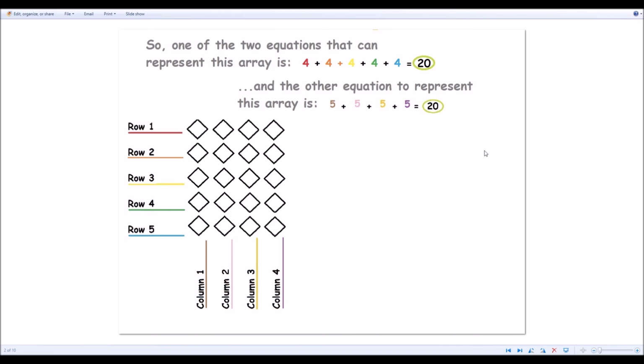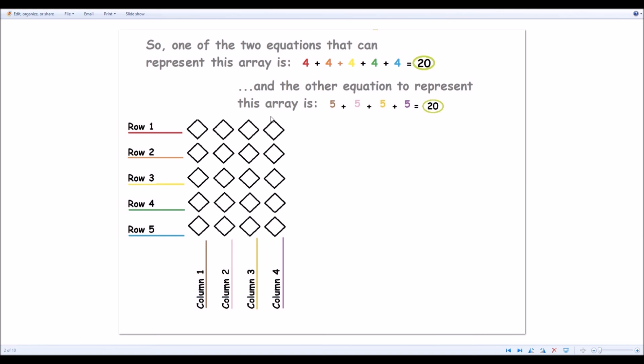Just remember that when you are using repeated addition to find out how many is in an array, you can only use columns, or you can only use rows. You cannot put them together. So I couldn't add 5 plus 4 plus 5 plus 4. That's not going to give me the right number. I can only add all of my rows together and get 20, or I can add all of my columns together and get 20.